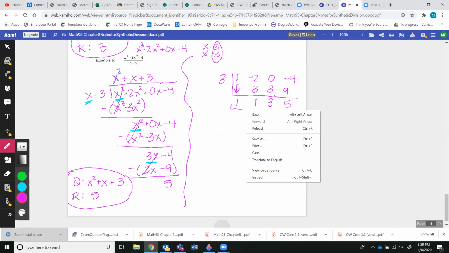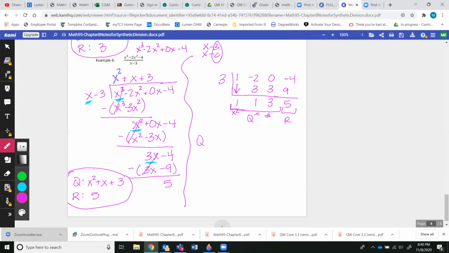Here's my quotient. Here's my remainder. Constant, x squared. So my quotient is going to be x squared plus x plus 3. My remainder is going to be 5. Now, anytime we have a coefficient of 1, you can write it in, you just don't have to. So my quotient could also be 1x squared plus 1x plus 3, right? That's perfectly fine also. Again, if you want to check it, you take your quotient times your divisor, and then if you have a remainder, you have to add that in or subtract it if it's negative at the end, and you'll end up with what you started with.